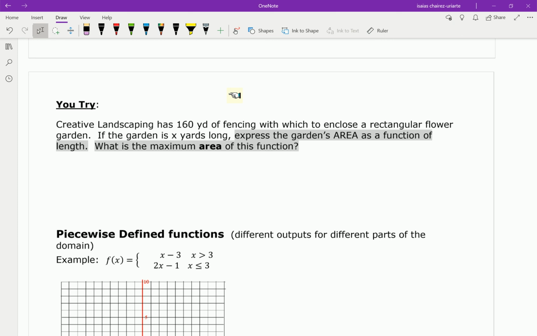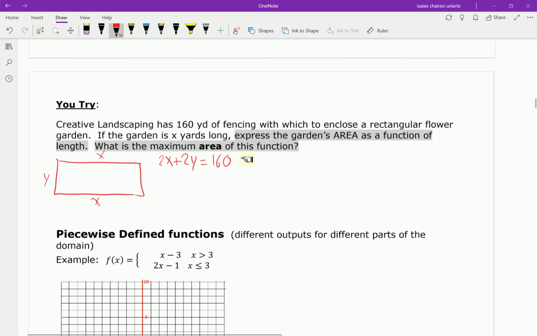So let's see. Let's work it out. Let me write down, let me draw a little sketch here. This is my length. My width is going to be what? This is x. This is also x. And so the relation that I have, if I call this y here, is that 2x plus 2y is equal to 160. If I add up this length plus that length, this width plus this width, that's 160 yards.